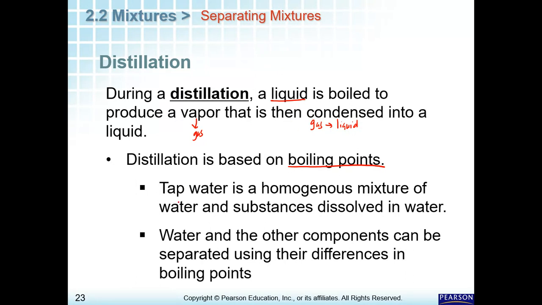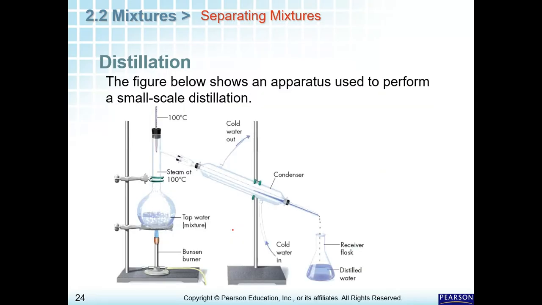The biggest way we use distillation is in the form of tap water. Tap water is actually a homogeneous mixture, and it is actually water with a bunch of other things dissolved in that water. We got chloride ions in the water and other things that are just typically in tap water. And so we would want to separate out pure water from the other components in it. And we use that difference in boiling point. So here is our little setup. Here we have our tap water mixture in a flask, and we're heating it up.